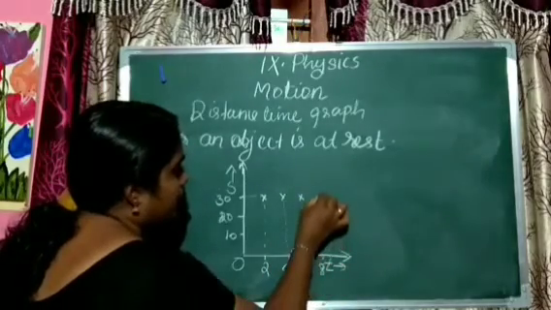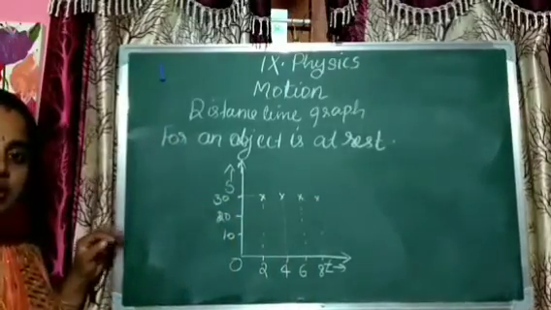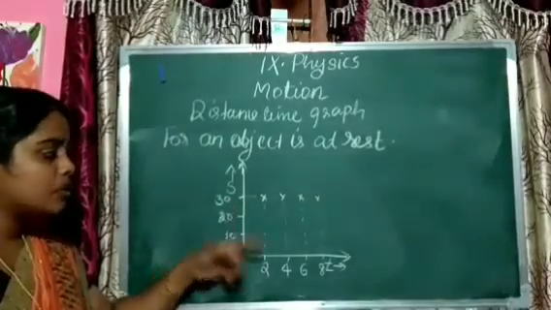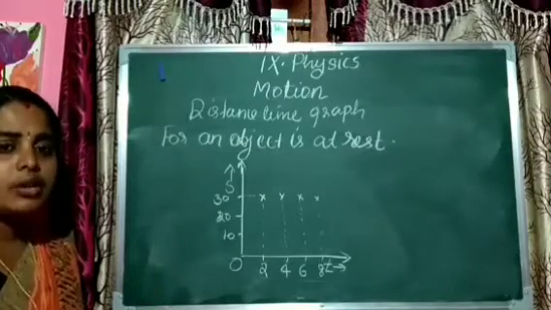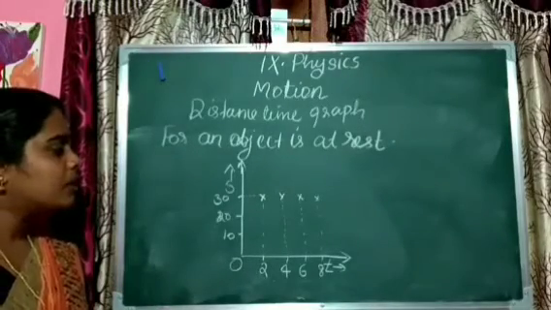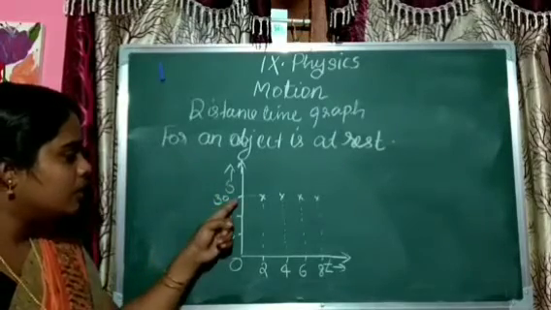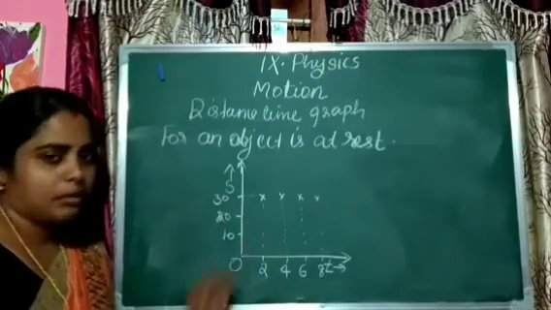After 8 seconds also, where is the object? The same 30 meter. So what can we understand from this data? If an object changes its position with respect to time, we can say that that object is moving. But here there is no change in the position. So the object continues the same position after each time interval.